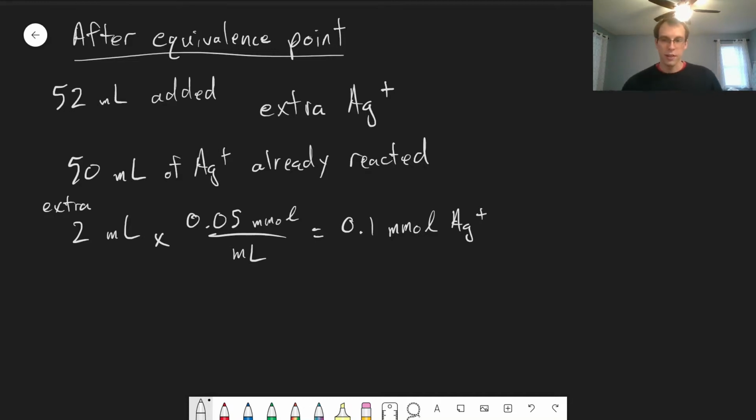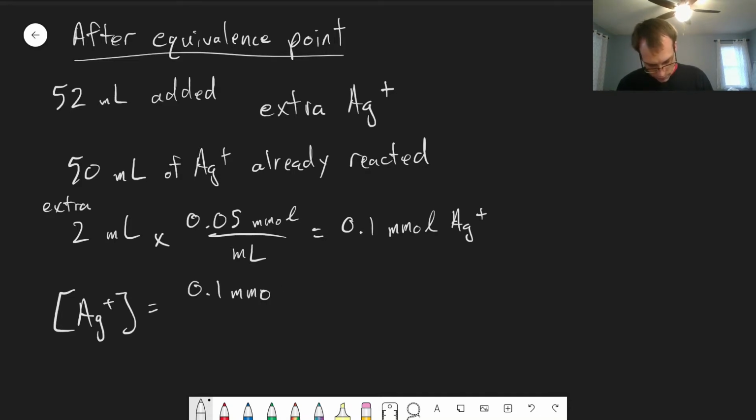All right, and that 0.1 millimoles is just extra. It's not really doing anything. So the chloride already reacted and formed a precipitate, and so KSP doesn't even matter here because most of our silver is just going to be dumped in from us putting the extra titrant in, as we go past the equivalence point. So if we want the concentration of silver, we know the moles. We have 0.1 millimoles that we just calculated.